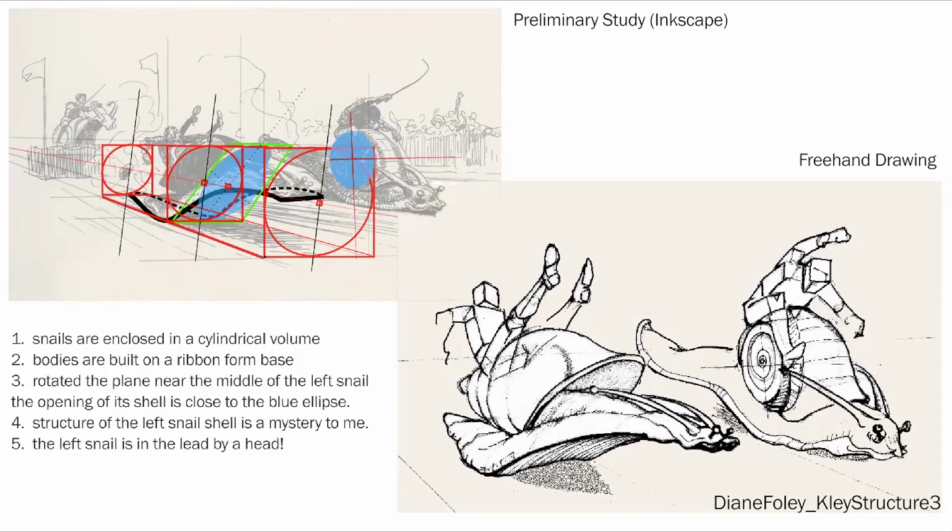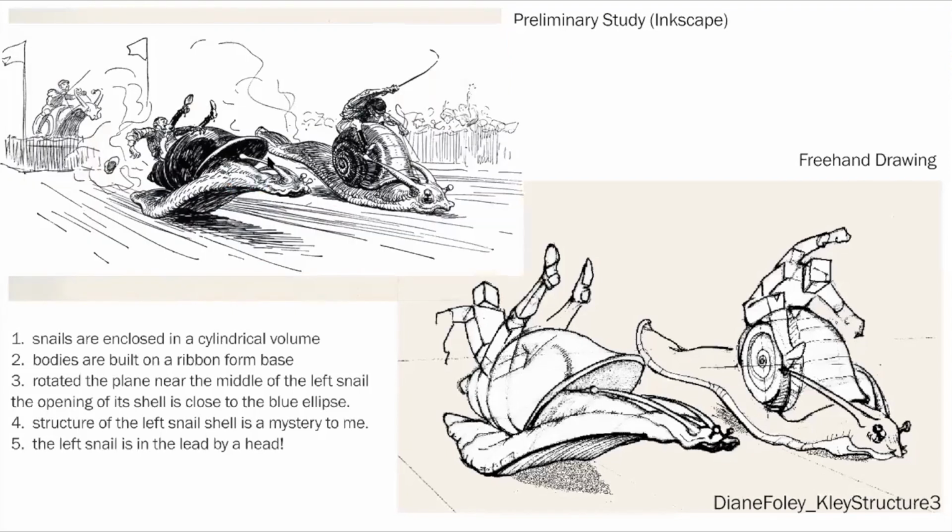Be careful of forcing roundish things into pure circles. The left snail is in the lead by a head. You found that by making lines that go down and then figuring where the perspective would reveal it. Let's take a look at that original up there. This could very well be an ellipse, a circle right there in that position. But you can see over here, it's got a little lip that goes up.